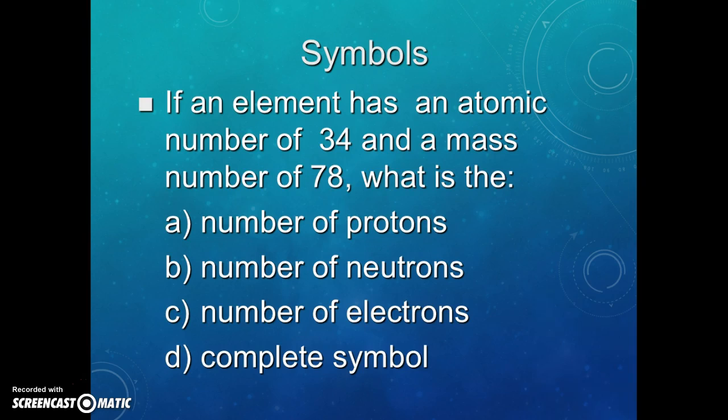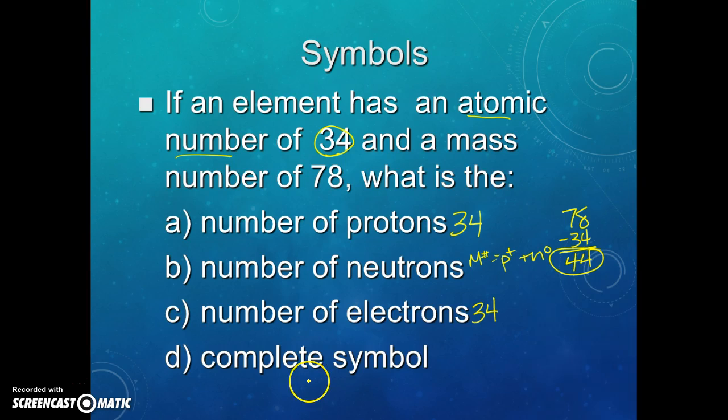Let's try one more. If an element has an atomic number of 34 and a mass number of 78, what is the number of protons? We have the atomic number right there, 34, so we have 34 protons. The number of neutrons: mass number is equal to protons plus neutrons, so mass number minus protons gives neutrons. I take 78 minus 34, and I get 44 neutrons. The number of electrons equals the protons, so that's 34 electrons.